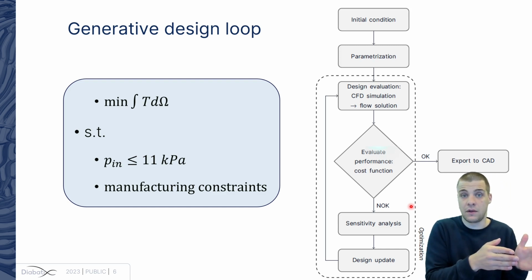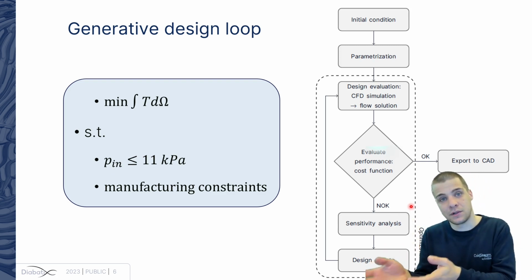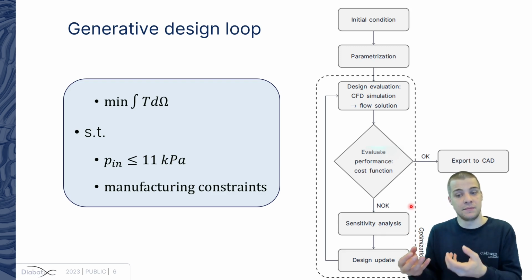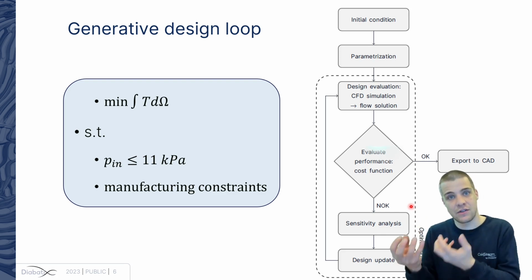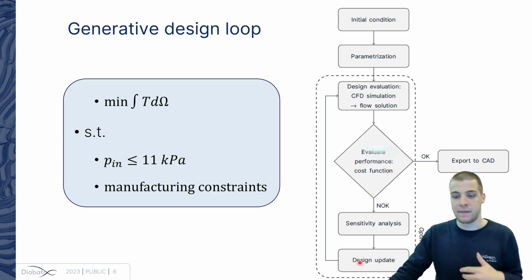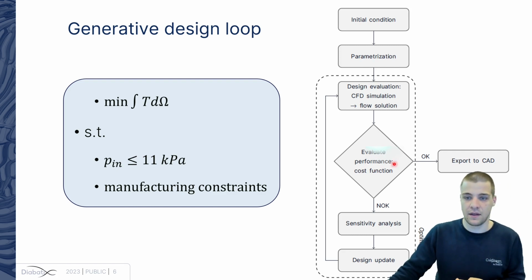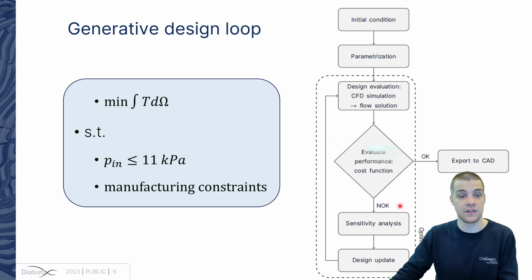And after your sensitivity analysis, you will adapt the geometry to have the biggest gradients, the biggest possible reduction in your cost function. Based on that, you update your design, and then you loop through it. You again perform a CFD simulation and evaluate the performance curve, and that is completely automated within generative design software.